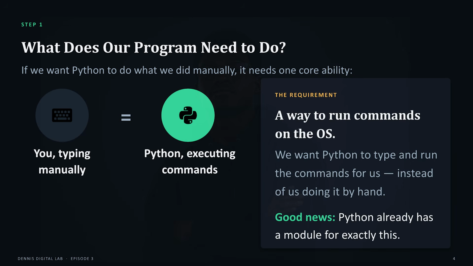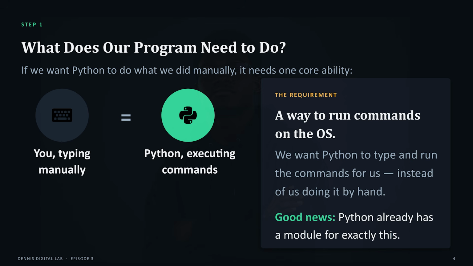So what does our program need to do? Let's stop here for a second and think like programmers. Before you write code, you need to understand what you are trying to make the computer do. Okay, in episode 2, I was able to change the MAC address manually. So if we are going to make Python do the same thing, what does our program actually need? Well, it needs one very important ability. It needs to be able to execute commands on the operating system.